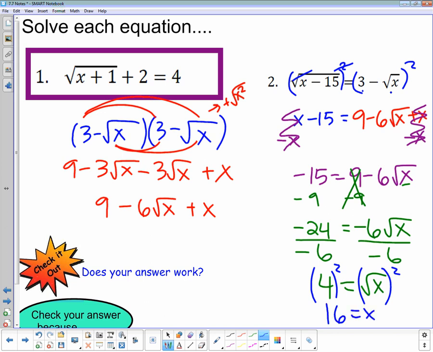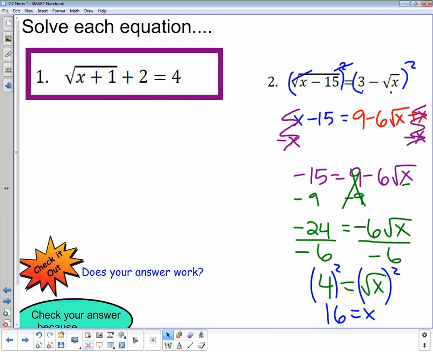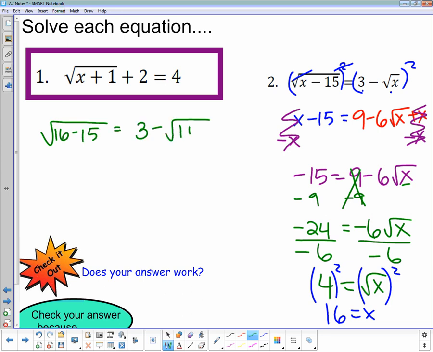But again, before I circle it, I need to plug it back in and see if it works. So I'm going to do that. I'm going to take the 16 and I'm going to plug it back in to see if it works in my equation. So I'd have the square root of 16 minus 15 equaling 3 minus the square root of 16.